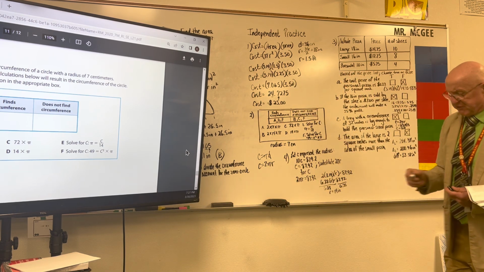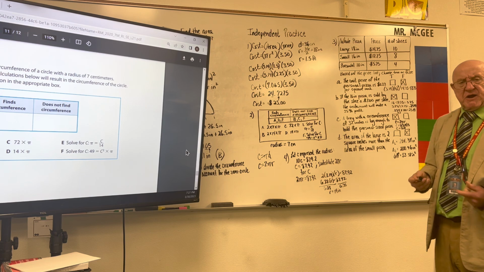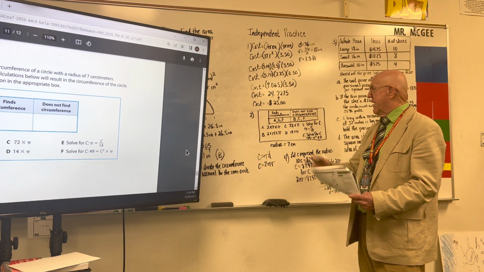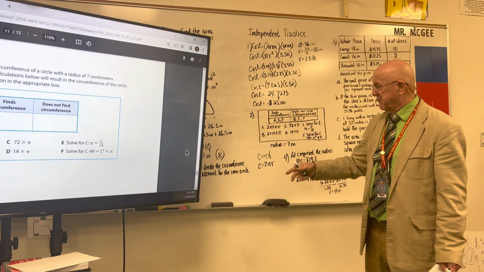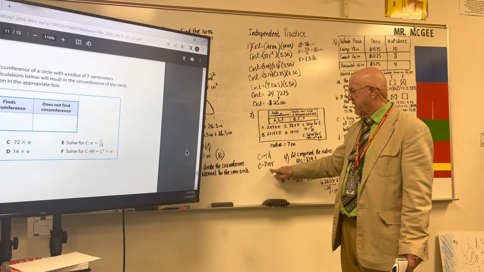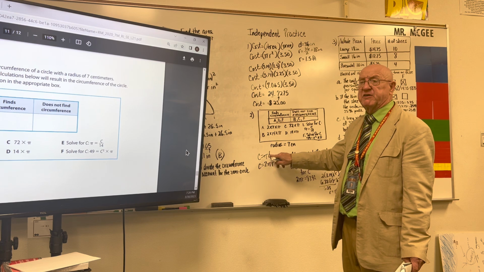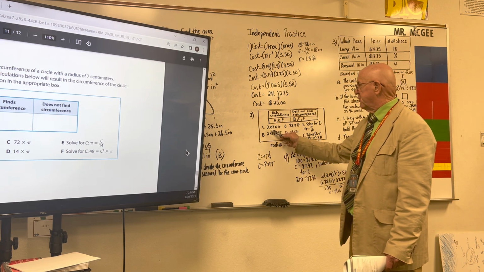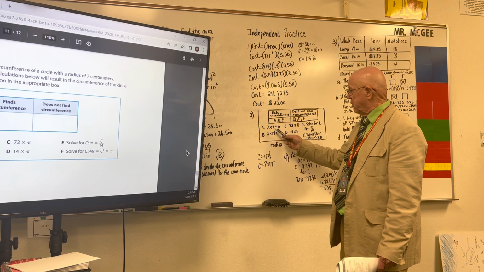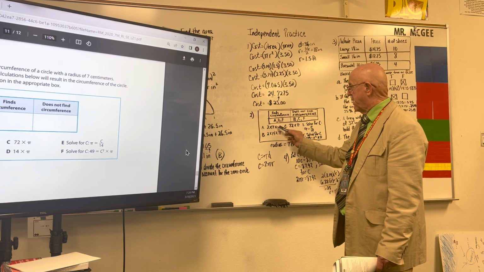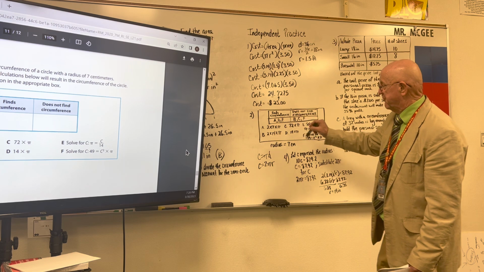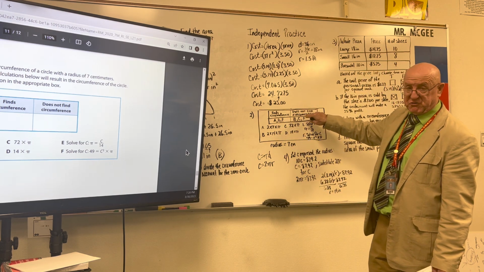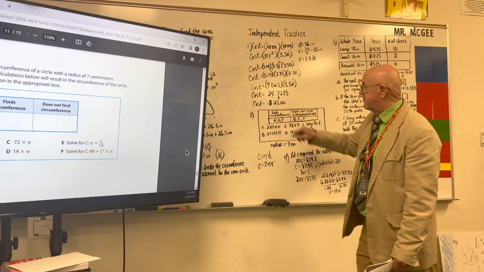So the radius is 7, which means my diameter would be 14. So whatever I have here needs to either give me 2 times the radius times pi, or pi times the diameter, right? So in this case, I have 2 times 7 times pi. Well, the radius is 7, so that's 2 pi r. So for the find the circumference block, I will put A. The other block says does not find the circumference. So A will find the circumference.